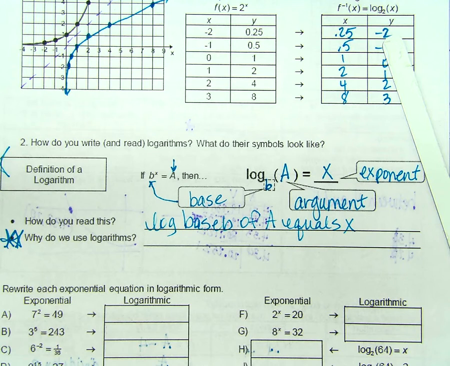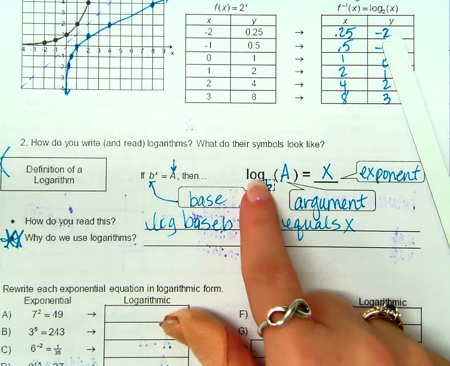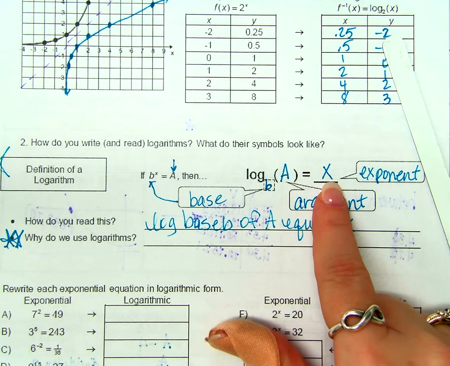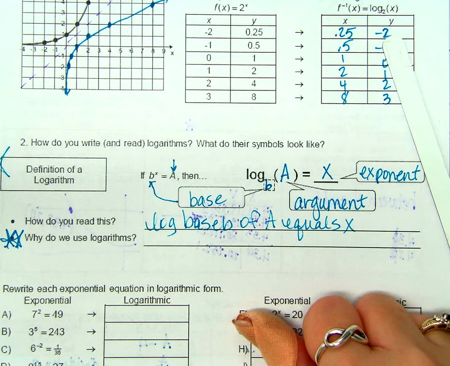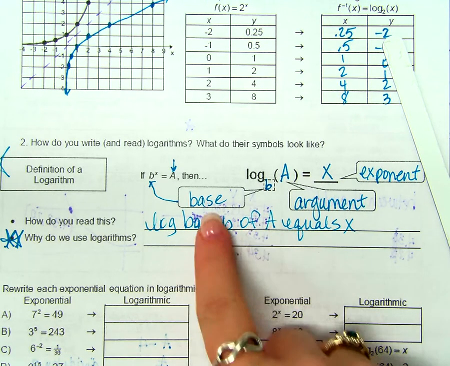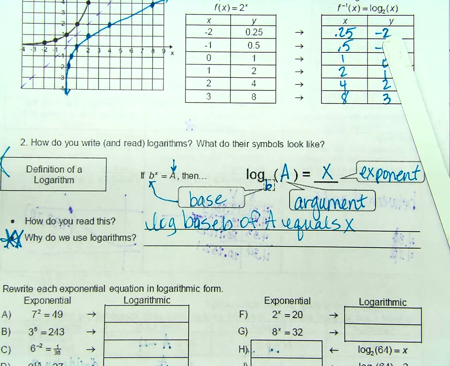But that's not the only way you can read it. We're writing it this way because that's how you're going to hear me say it. That's how I was taught. That's how I say it. But it is not wrong to say log of a base b equals x. You see the difference? Base b and of a can switch places, and that's okay. Fair enough?